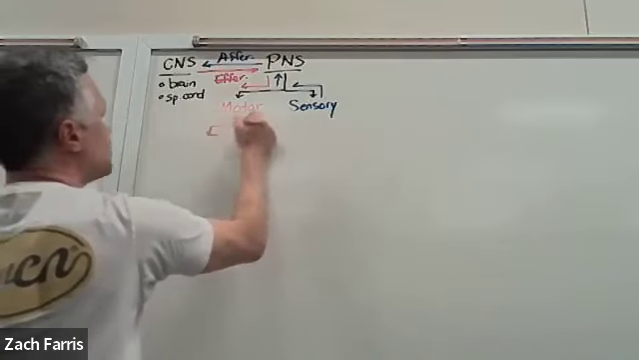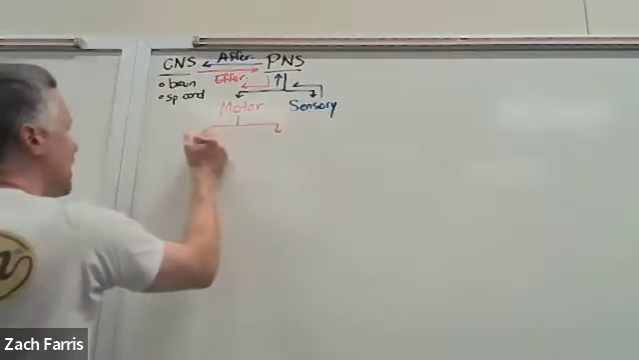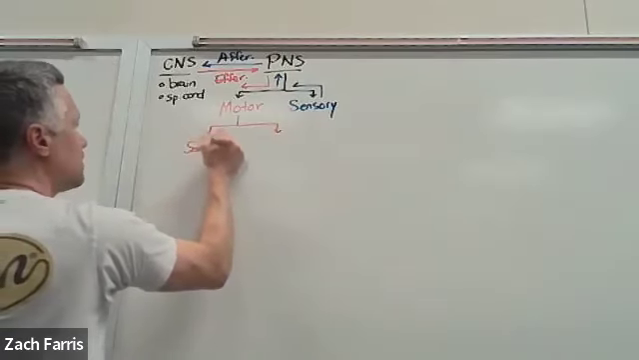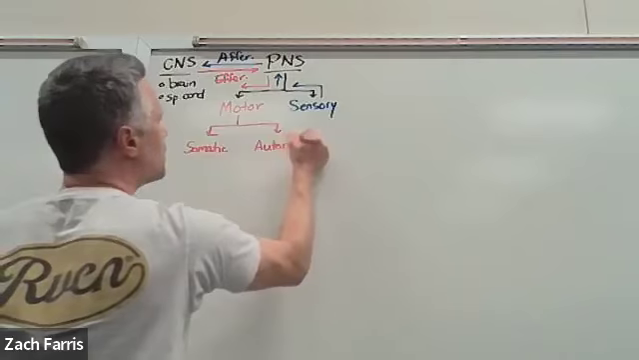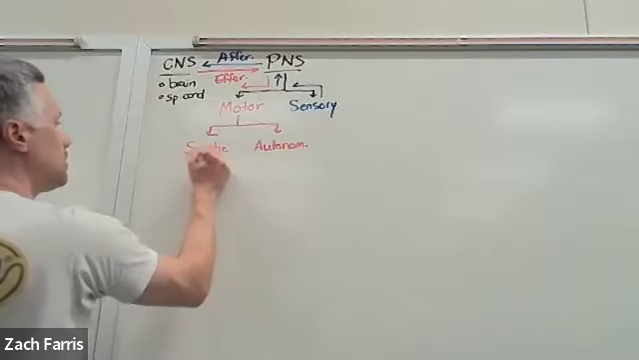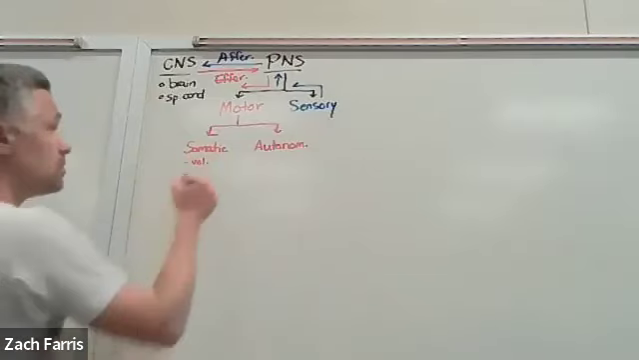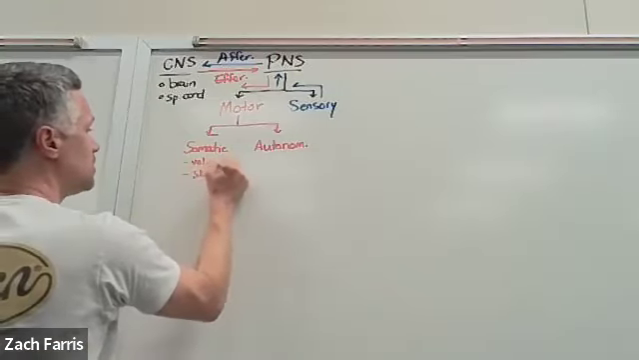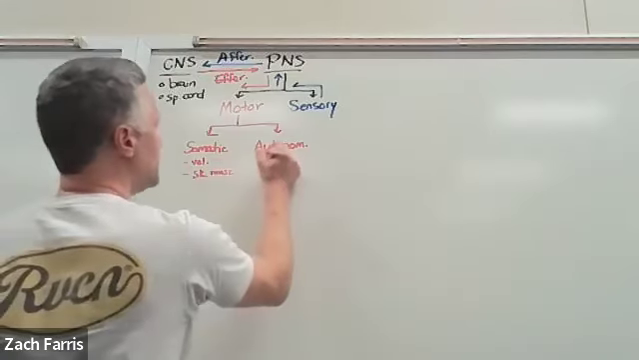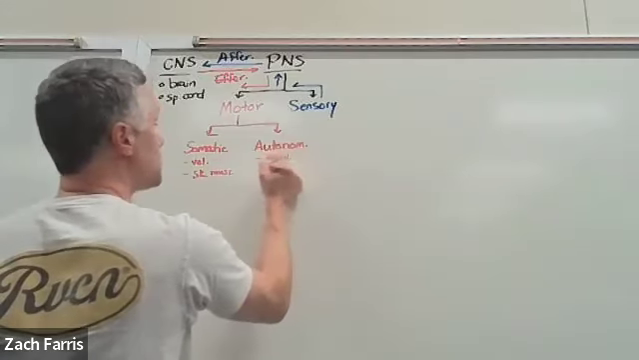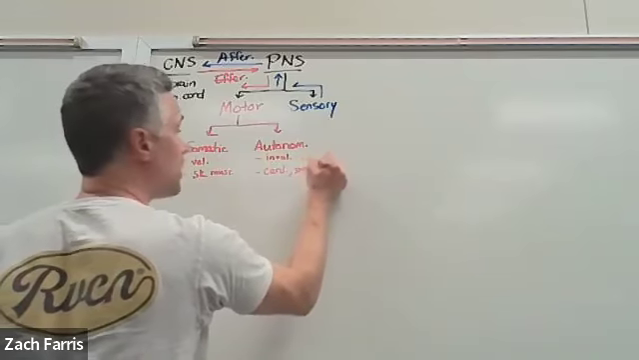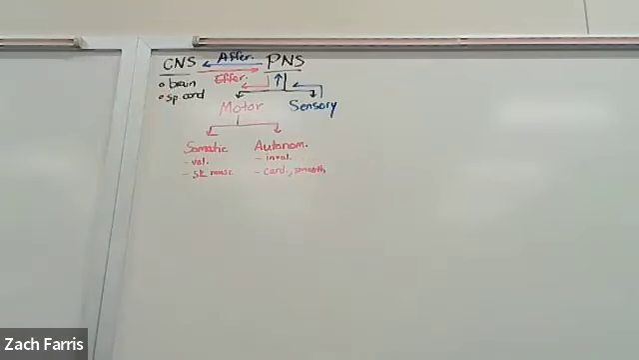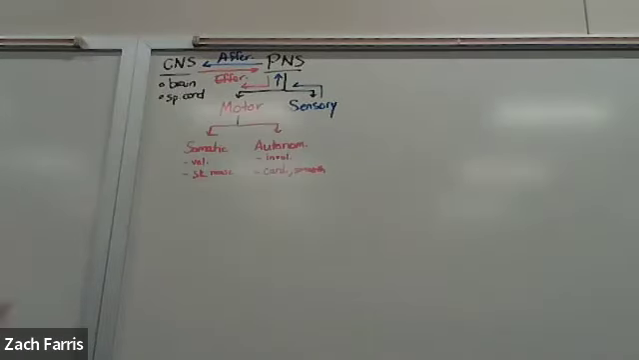Motor can be broken down into what two divisions? Autonomic and somatic. Somatic, describe it for me really quick. Voluntary. Yeah, which muscles though? Skeletal, agree? Skeletal muscles. Autonomic, involuntary. Which muscles? Cardiac, smooth. Yeah, your viscera, if you want to put that, glands. If you think about it, anything that you don't have conscious control over, that you're not voluntarily moving.